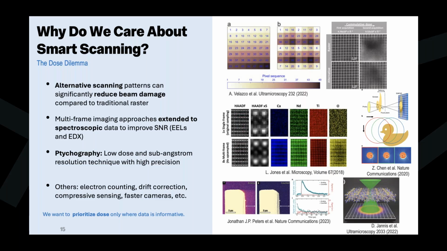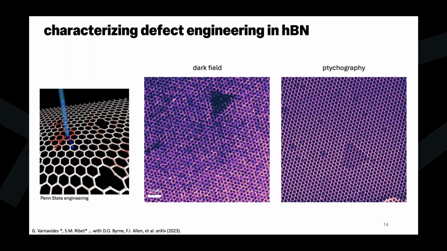This is an example. This is work led by Frances Allen at UC Berkeley, where she's using the ion beam and the electron beam for inducing defects in materials, and we want to study them with electron microscopy. And if we look at this few layer hBN sample, it's very hard to get a nice image with dark field imaging because it's so weakly scattering. This will depend, of course, on your electron microscope and the sample.